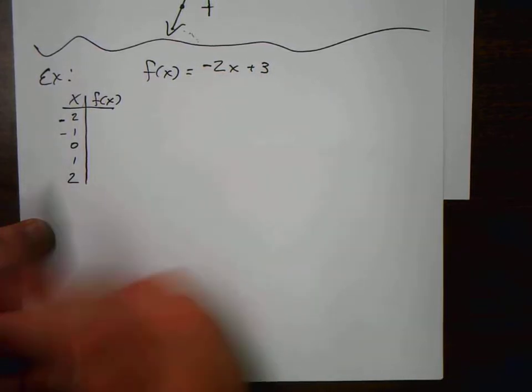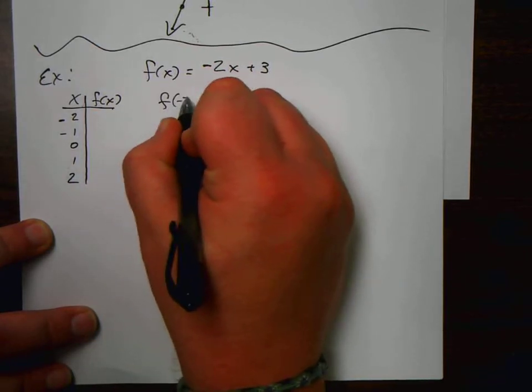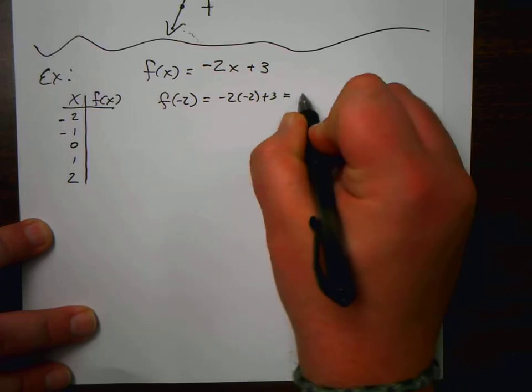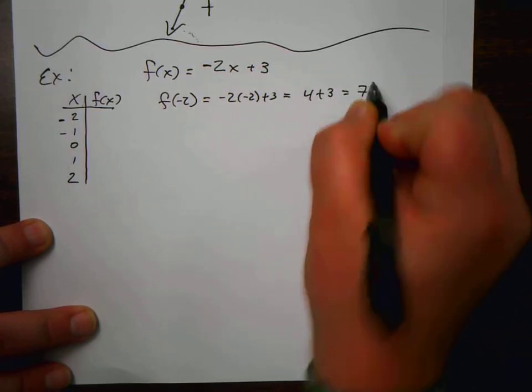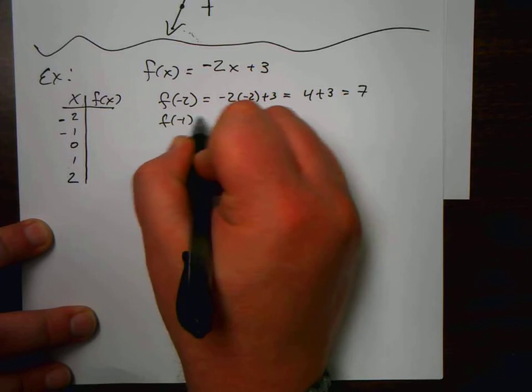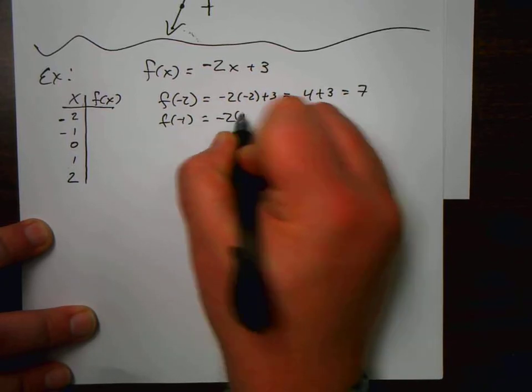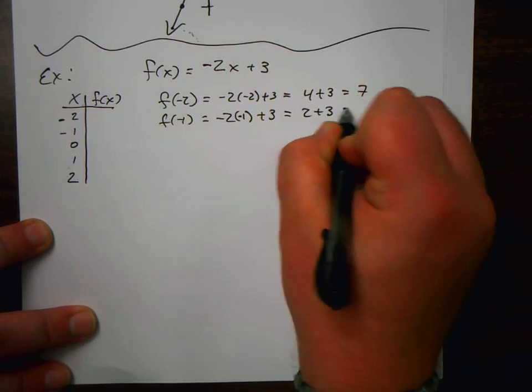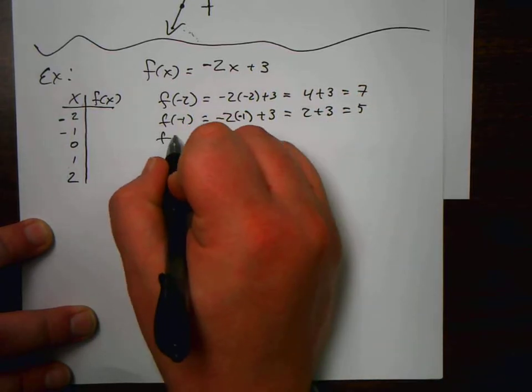Alright, now I'm going to go ahead and plug these numbers in and see what we get. So f of negative 2 is negative 2 times negative 2 plus 3, which is 4 plus 3, and that is 7. F of negative 1, negative 2 times negative 1 plus 3, which is 2 plus 3, that's 5.